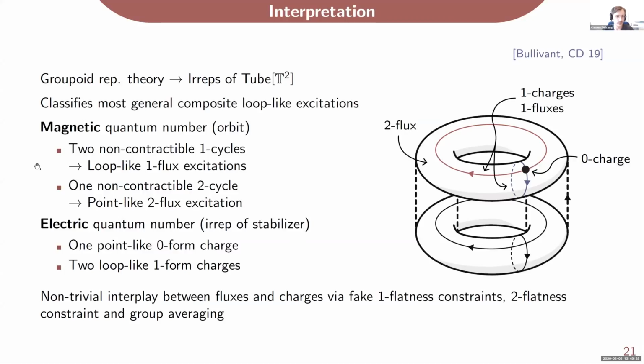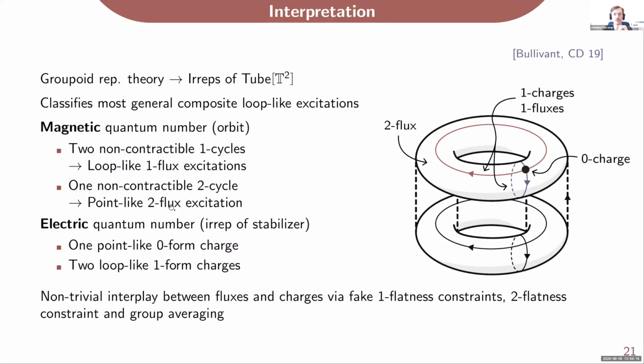But let me very quickly mention a few things. The irreducible representations are labeled by two elements: an orbit, which corresponds to the magnetic quantum number, and a representation, which is the electric quantum number. Now, this magnetic quantum number accounts for three types of flux excitations: two one-fluxes, which are the same ones we had for the gauge models, or similar ones, but also a two-flux, which corresponds to the fact that the torus is a non-contractible two-cycle, which means that I can have a two-flux on this torus.